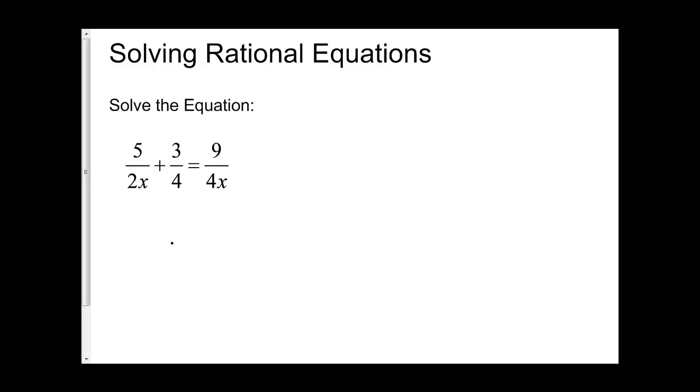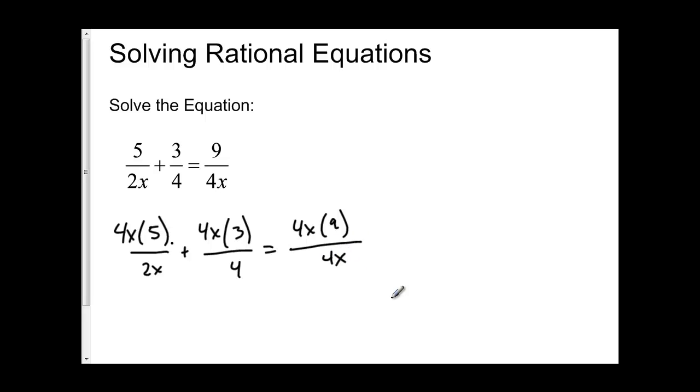The easiest way to solve a rational equation is to get rid of the denominator. One of the ways we can do this is to multiply every single term in our equation by the lowest common denominator. If I look at 2x and 4x, the lowest common denominator is going to be 4x. So I'm going to multiply 4x by 5 over 2x, 4x by 3 over 4, and 4x by 9 over 4x.